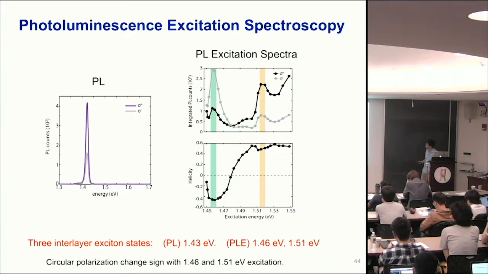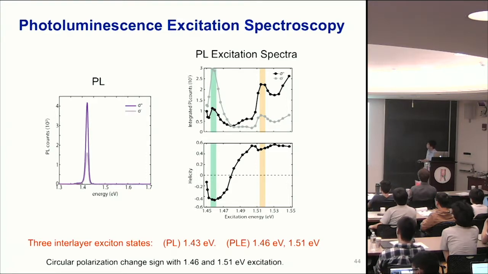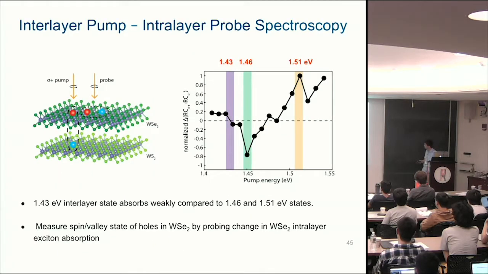So here I show you the photoluminescence excitation spectroscopy study first. We can see photoluminescence at about 1.43 eV, so that is one exciton state. Then we can change our excitation energy and monitor the PL intensity. As you can see, the PL intensity changes when we change the incident energy. Each peak corresponds to a resonant interlayer exciton absorption. So we determine these two interlayer exciton states.